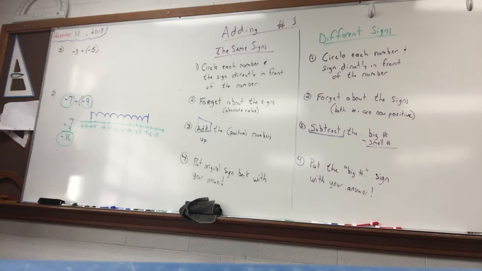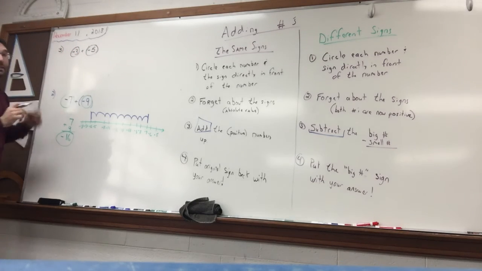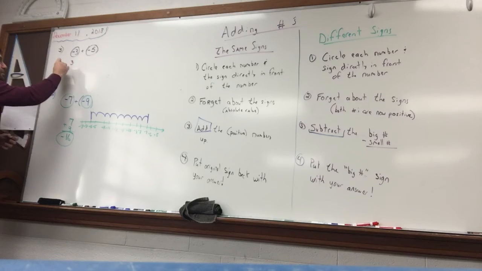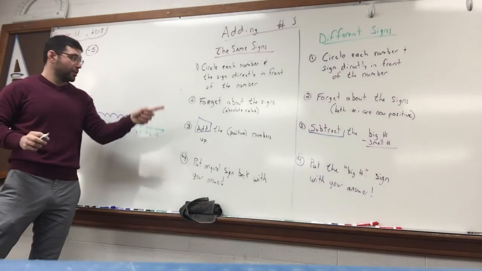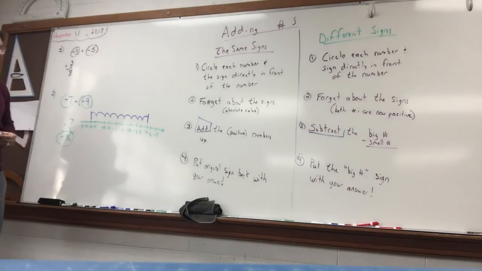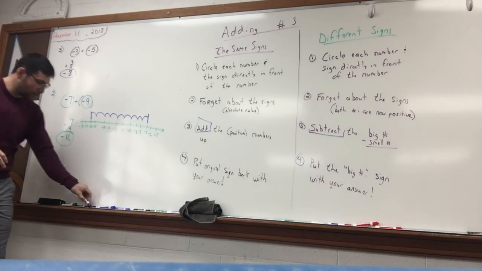So, circle each number and the sign directly in front of the number. Tell me which two numbers to circle. -3 and what? -5. Good. The plus sign didn't get circled, right? Okay. Forget about the sign. So what am I going to write, Avery? Good. 3 plus 5. What does 3 plus 5 give me? 8. So we've forgotten about the signs. We've added up the positive numbers. Now put the original sign back with your answer. So what's it going to be? -8. Boom. That's one way.